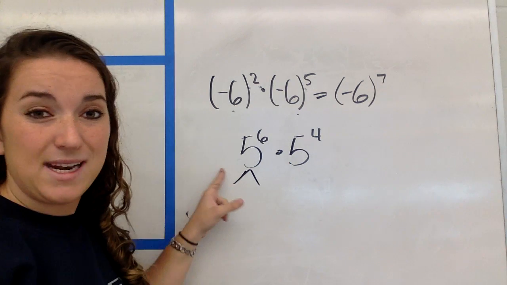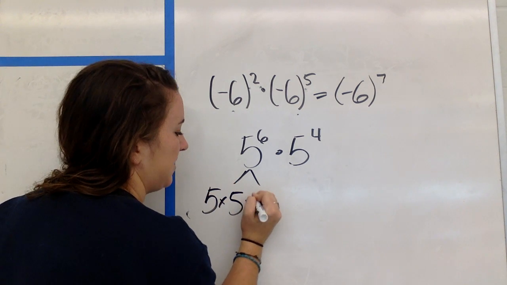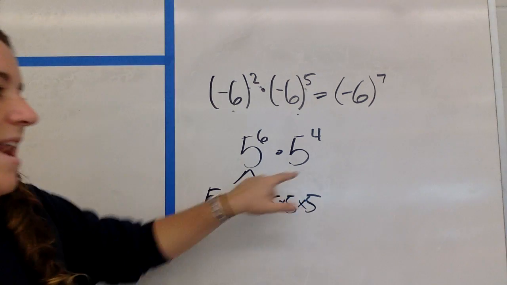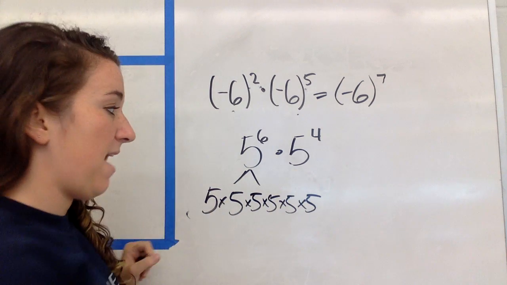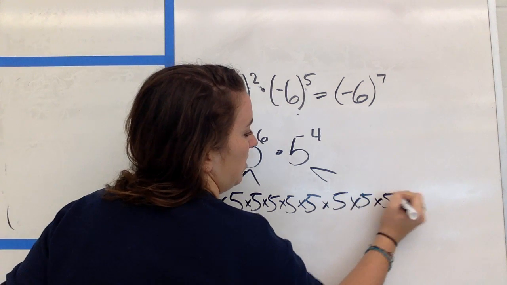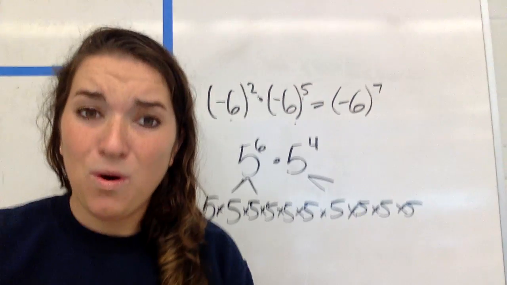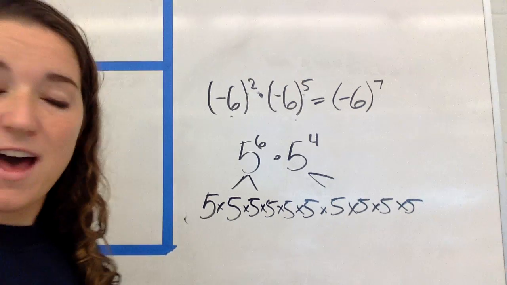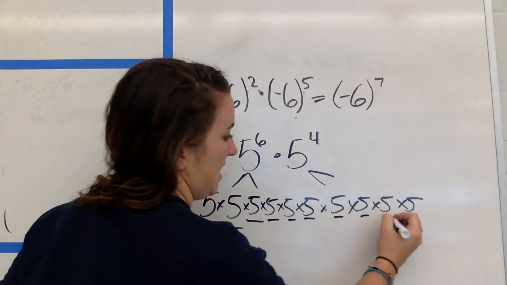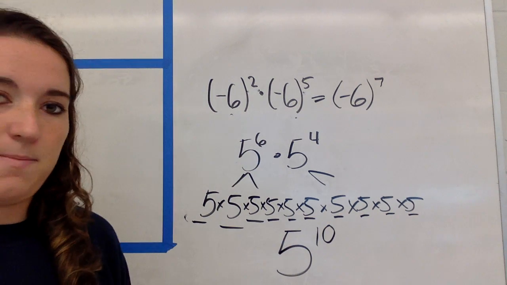How many times do I expand out this first 5? 6 times. So I'll have 5 times 5 times 5 times 5 times 5 times 5. And then how many times will I expand out this second 5? Right, 4 more times. So I'll have 1, 2, 3, 4. Now I simplify. What will my exponent be when I simplify? We can count to figure out 1, 2, 3, 4, 5, 6, 7, 8, 9, 10. My exponent will be 5 to the 10th power.